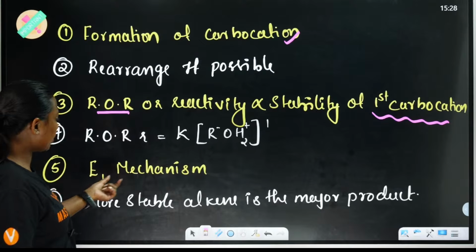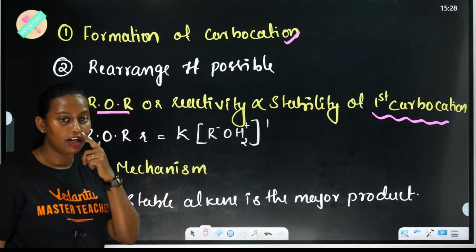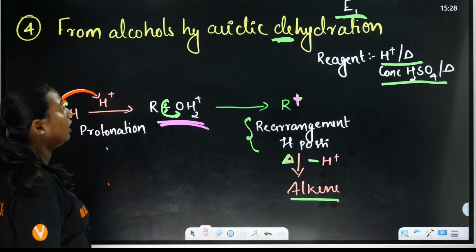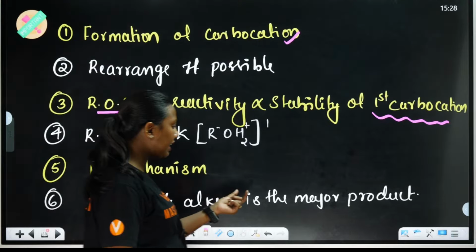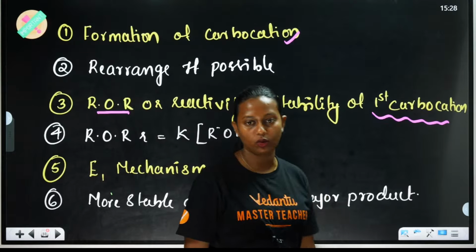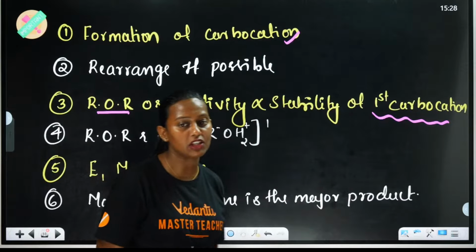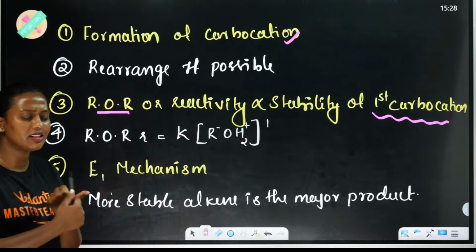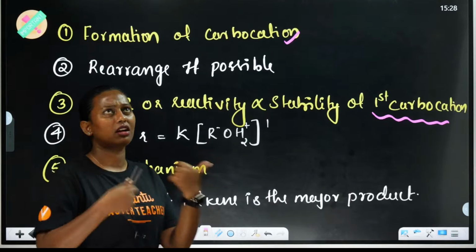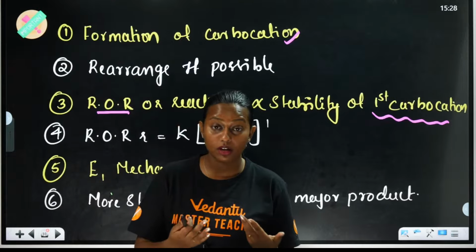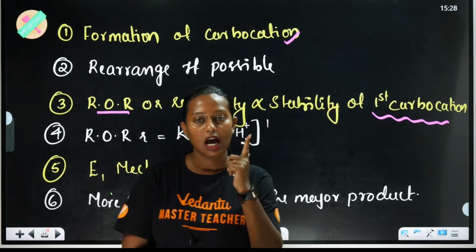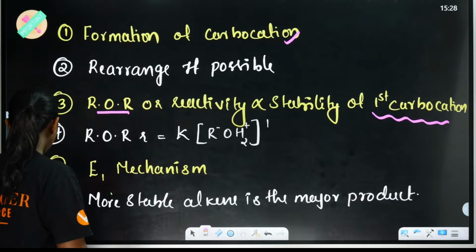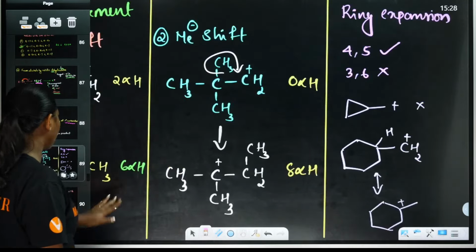Next, elimination. Here it is E1 mechanism. And next, the more stable alkene is the major product. If it contains resonance, it is more stable. If no resonance, you can check hyperconjugation.